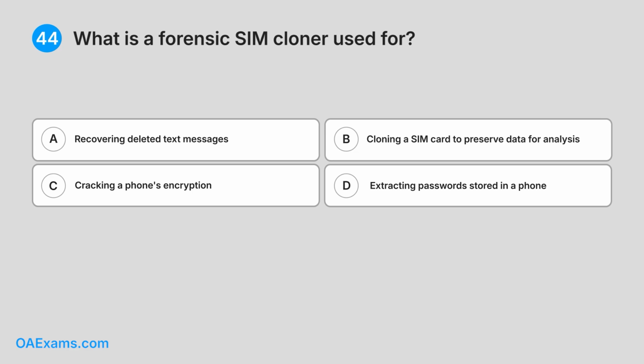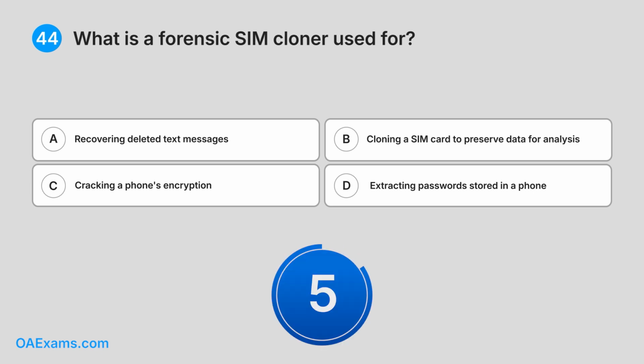44. What is a forensic SIM cloner used for? A. Recovering deleted text messages. B. Cloning a SIM card to preserve data for analysis. C. Cracking a phone's encryption. D. Extracting passwords stored in a phone. Do you know the answer?